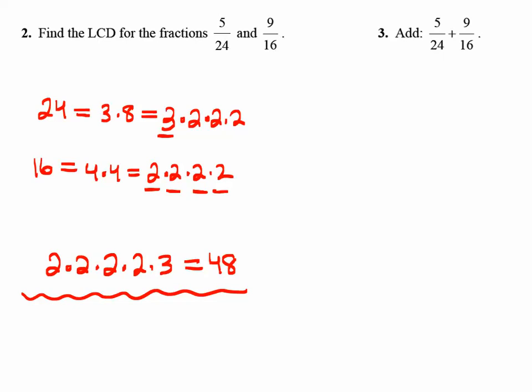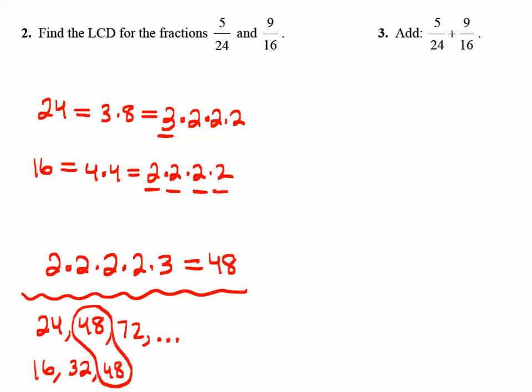Okay, the other common one that we normally do is by multiples. So 24, then we multiply 24 by 2, then by 3, by 4. 24 times 2 is 48. Everybody good there? 24 times 3 would be 72. You can keep on going forever if you like, but we usually do the first 3 or 4. Then we take a look at 16. 16 times 2? 32, yep. And then 16 times 3? 48. Once you get to the common one, you got it. There it is, my common denominator.